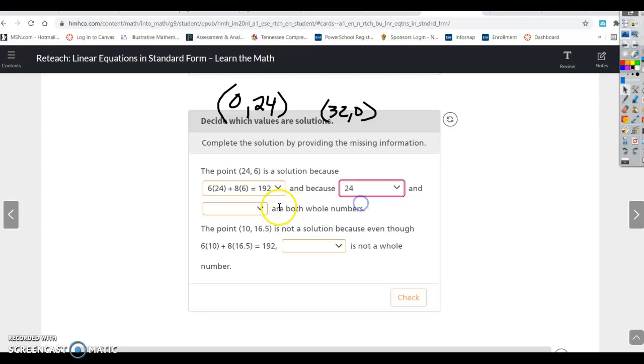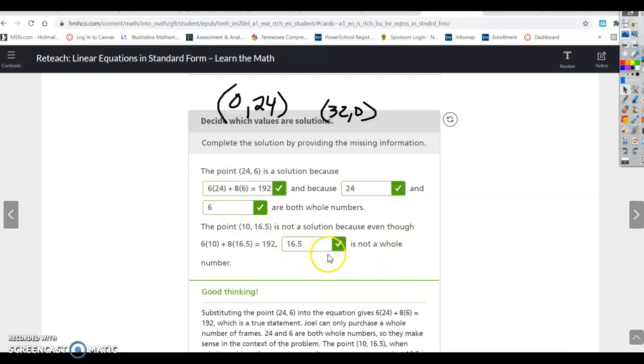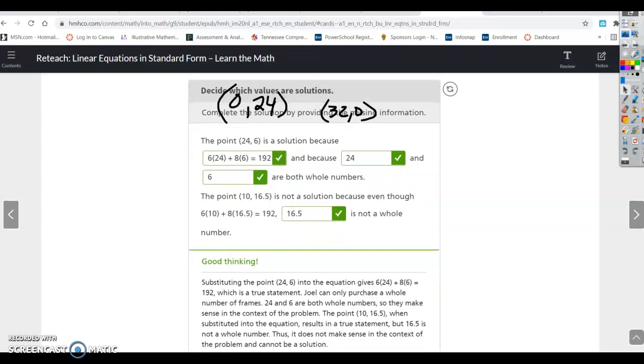And because 24 and 6 are whole numbers, you can't have a fraction of a frame. We're talking about a real life situation, so that's why they're talking about whole numbers here. The point 10, 16.5 is not a solution because 16.5 is not a whole number. That means you can't have 16.5 large frames.